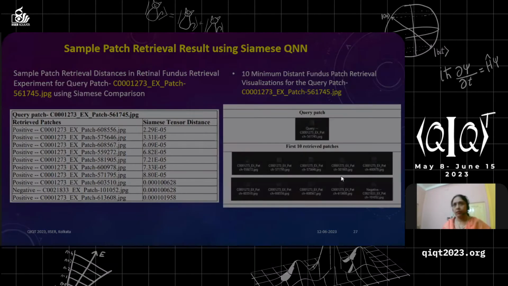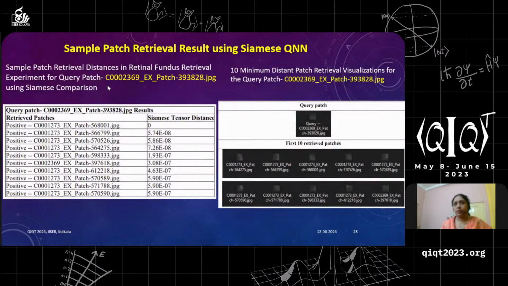Similarly, in another slide I have taken another patch, and the 10 similar image patches are visualized in the right hand side figure.